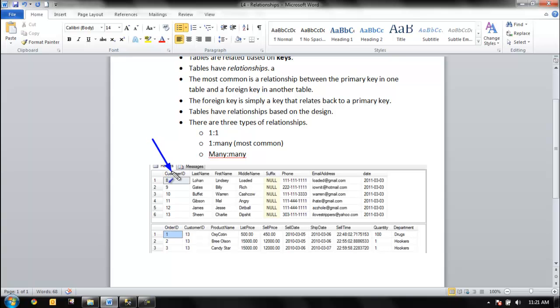So here in our table, this is our customers table. Right here is our primary key, and it is numeric. Customer ID, primary key, numeric. Down here, do you notice anything? How about Charlie? Number 13.